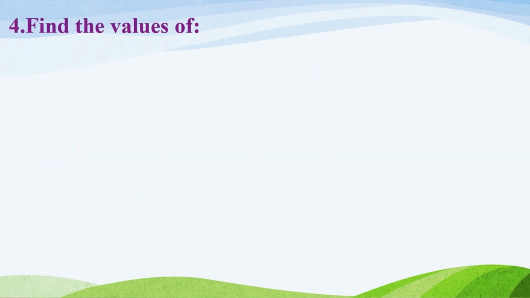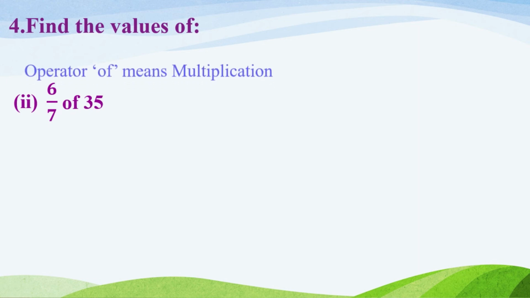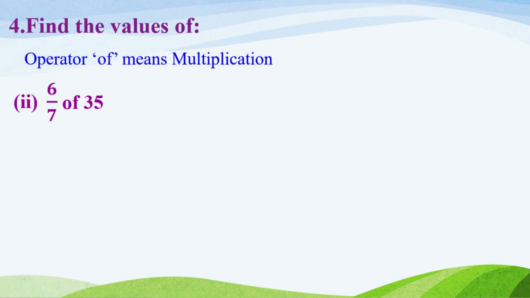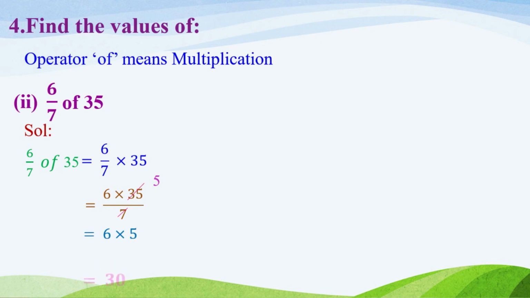Fourth one, find the values of 6 by 7 of 35. Here, the operator of means multiplication. As you know, let us find the solution. 6 by 7 of 35 is equal to 6 by 7 into 35. It can be written as 6 into 35 by 7. Now cancel the common factor, 7 and 35. Take the 7 table. 1 7 is 7. 5 7s are 35. Remaining 6 into 5. So now multiply the values. 6 5s are 30. Answer is 30.